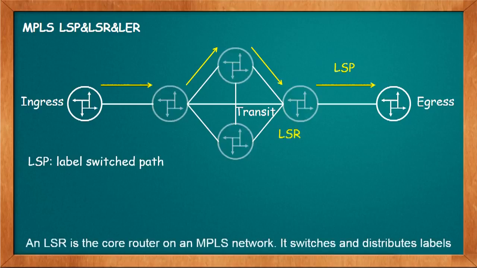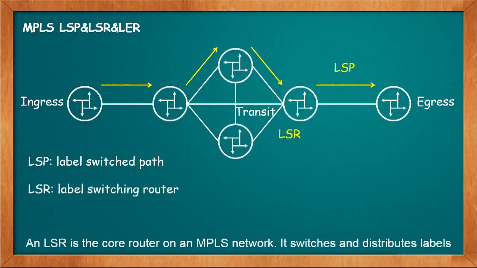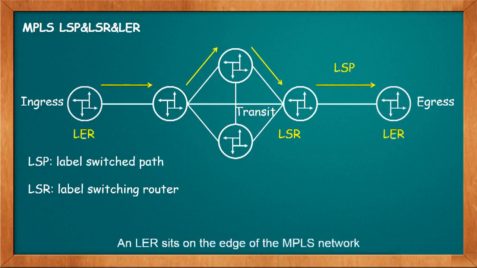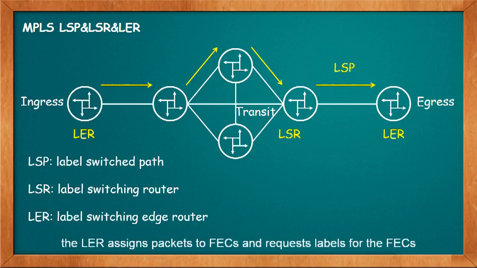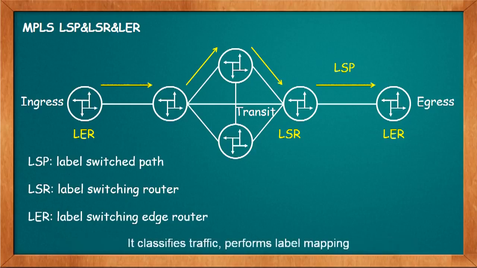An LSR is the core router on an MPLS network. It switches and distributes labels. An LER sits on the edge of the MPLS network. When traffic enters an MPLS network, the LER assigns packets to FECs and requests labels for the FECs. It classifies traffic, performs label mapping, and implements penultimate hop popping for labels.